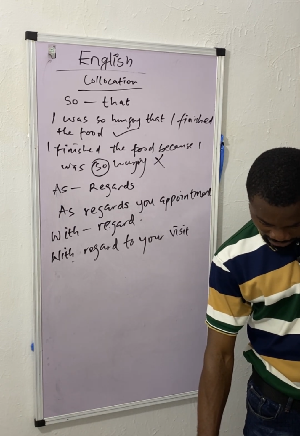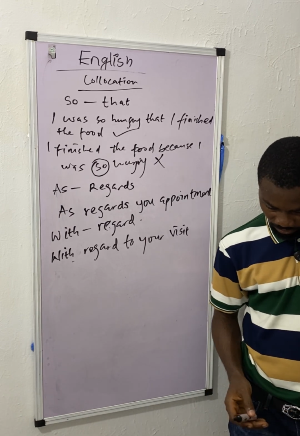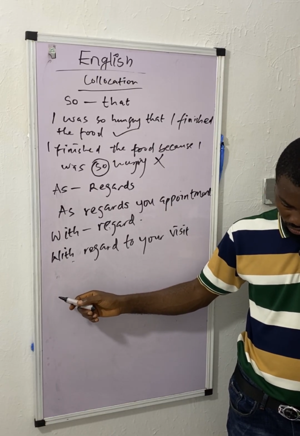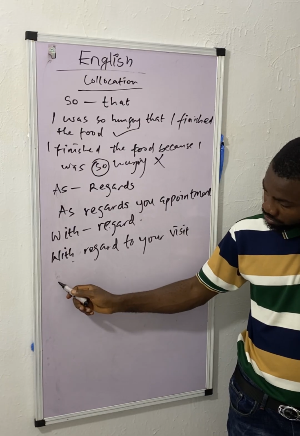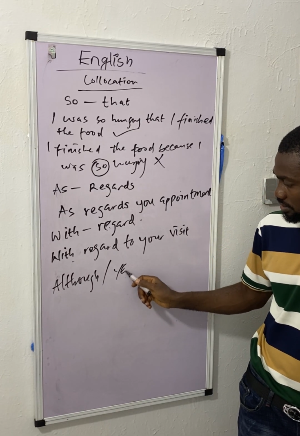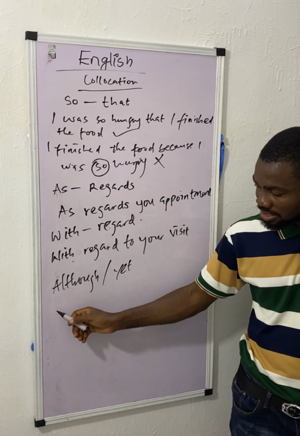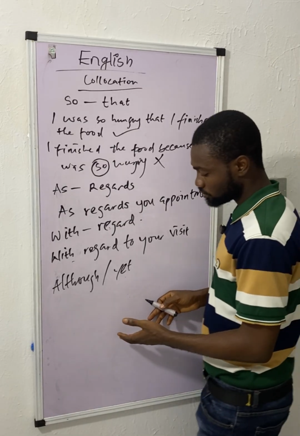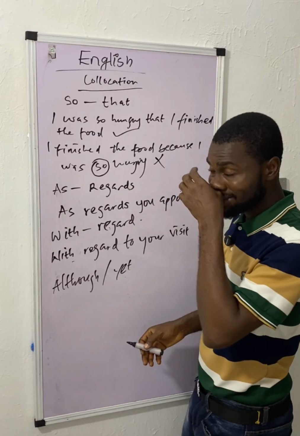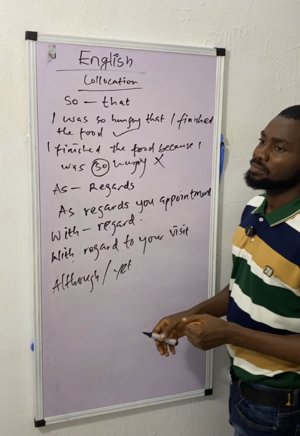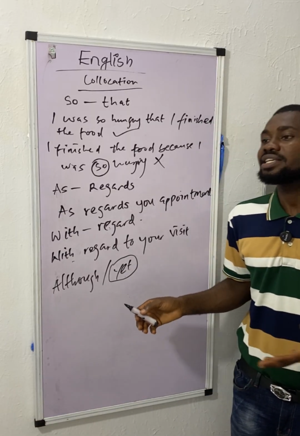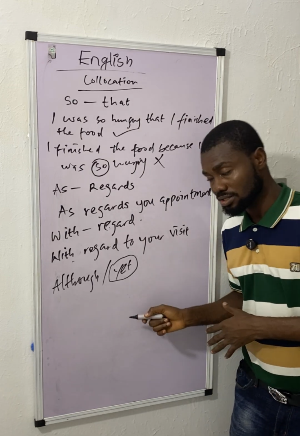Which other collocation are we looking at? Although and yet. Although slash yet, they collocate. So you can say, although he is poor, yet he sent his child to school. Sometimes you can leave out this yet. You can say, although he is poor, he sent his child to school. That's still correct without the yet.